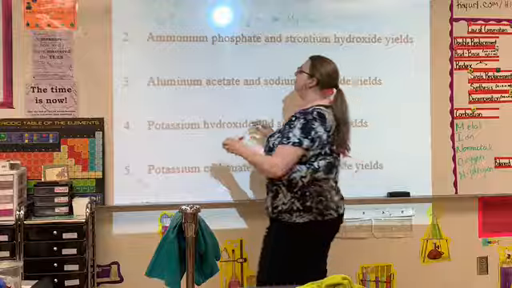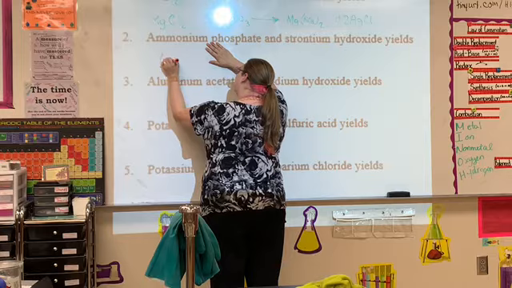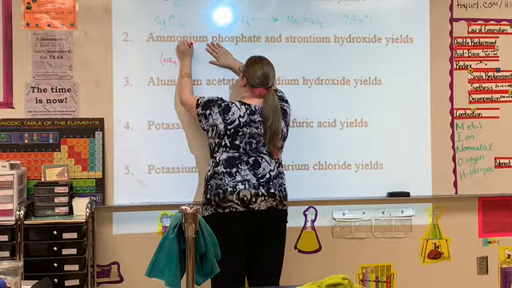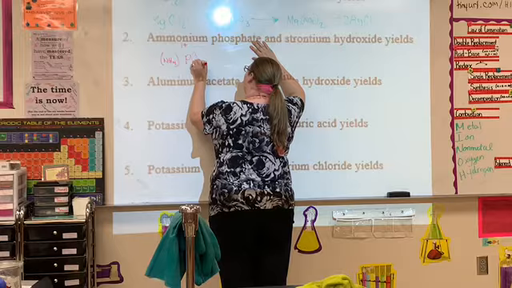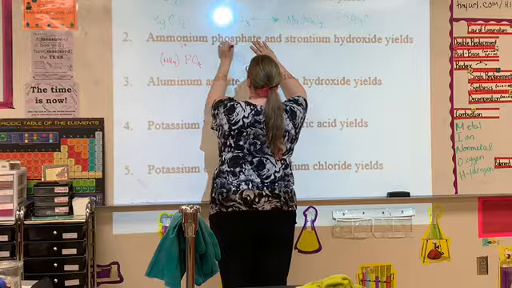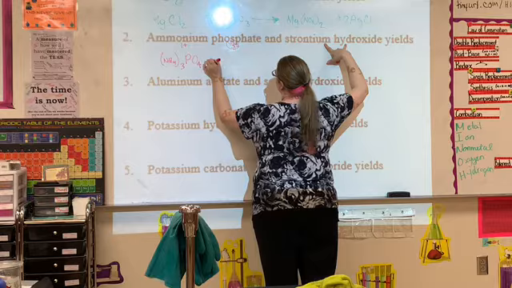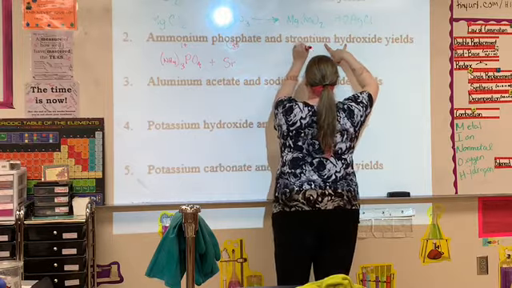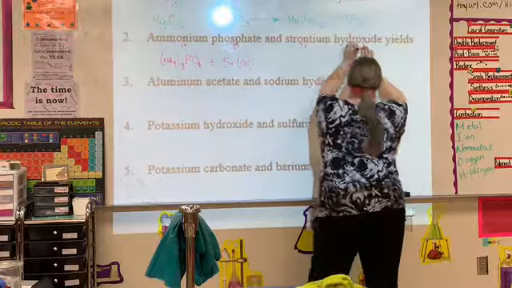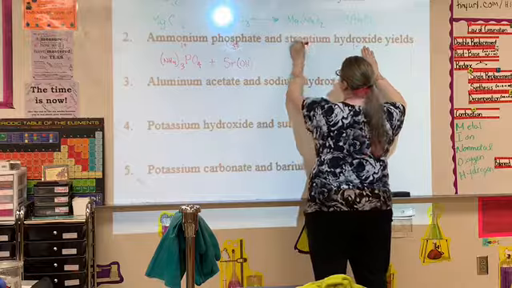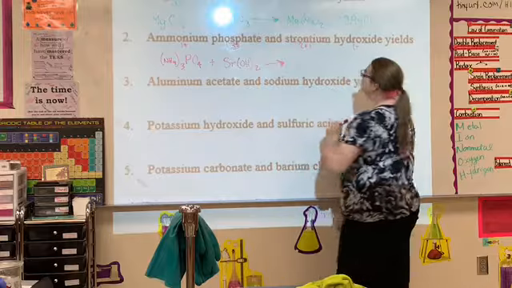Ammonium phosphate. Ammonium, remember, that's that weirdo from our polyatomics chart, NH4, and it has a 1 plus charge. Phosphate is PO4, and it has a 3 minus charge, so that 3 from the phosphate would go to the ammonium. And then we have strontium hydroxide. Strontium, Sr, has a 2 plus charge. Hydroxide is a polyatomic, OH, with a 1 minus charge. So when we crisscross that, the 2 from strontium goes to the OH. So now we need to predict what our products would be.